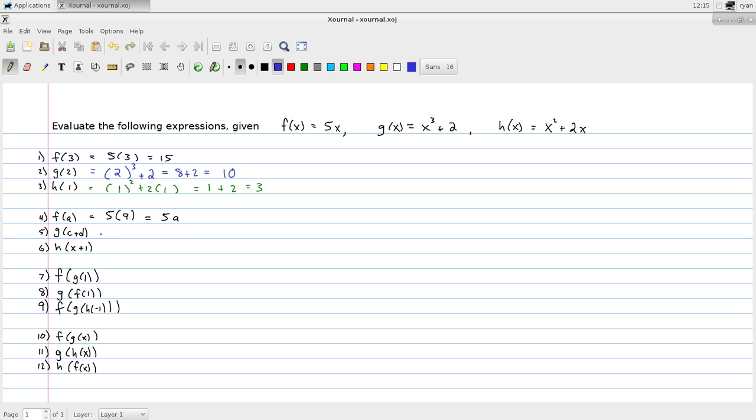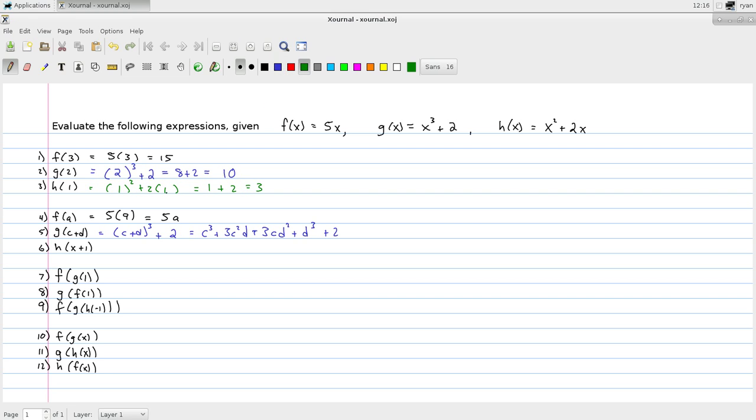Next, g of c plus d. Let's take the g function and write this out. This is x cubed plus 2, but every place we see an x, we're going to plug in c plus d. Now we could do some algebra on here to simplify this. I guess we'll do that now. If you go through the distributing process, you're going to get that this is c cubed plus 3c squared d plus 3cd squared plus d cubed, and then don't forget the plus 2.